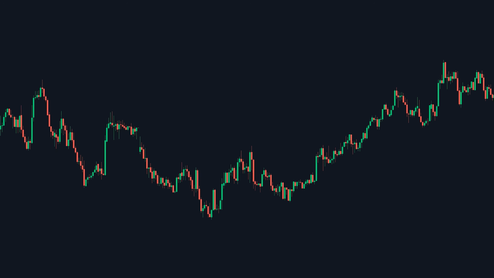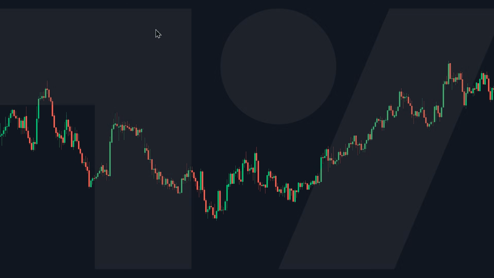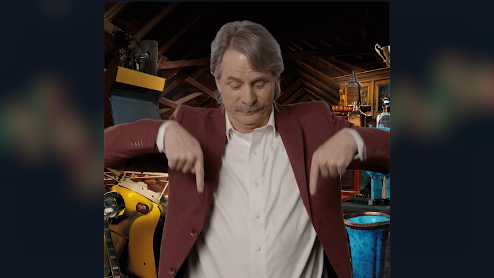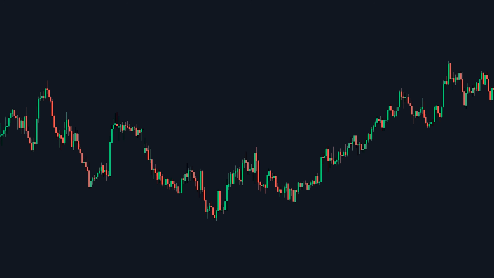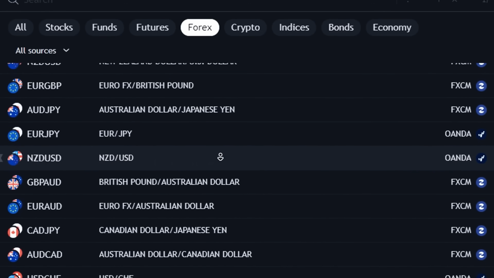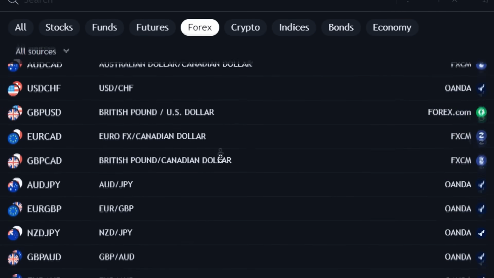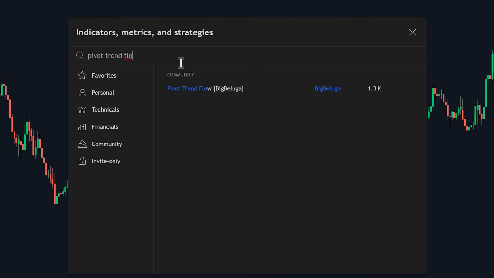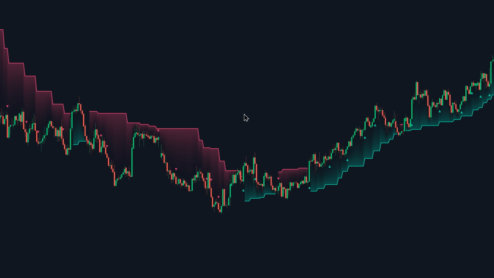Now, to get started with this indicator, you first of all want to go to TradingView, the trading platform I'm going to be using. If you need to sign up, there's a link in the video description for you to do that. Next, you want to load your market and time frame, then click Indicators, type Pivot Trend Flow, and pick the one by BigBeluga. It's open source right on TradingView, so you can pop the hood later if you're curious. Let's drop it on the chart.